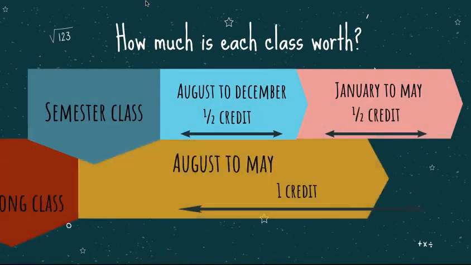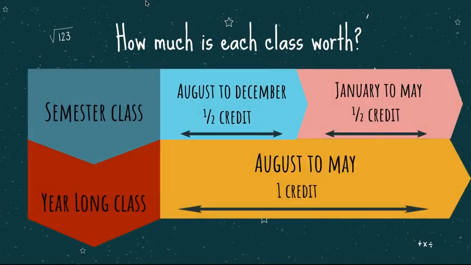How much is each class worth? As I explained to you before, to graduate you have to earn 23 credits in total. Each year, a student must earn 7 credits. There are 2 types of classes: semester classes that last from August to December or January to May. And there are year-long classes that last from August to May. Half a credit, or 0.5, is earned for each semester for each class.